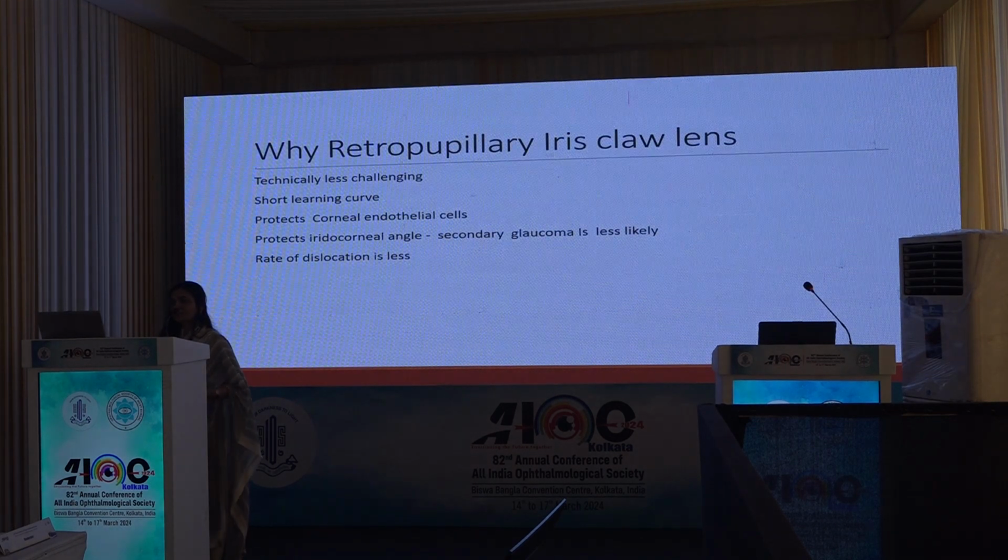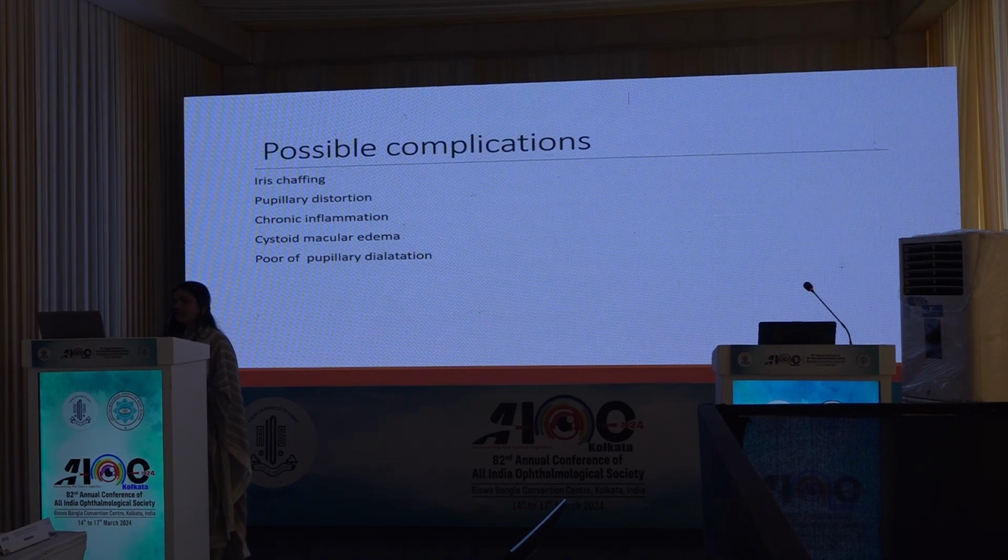Why should we choose retropupillary iris claw lenses? Because technically they are much less challenging. There is a short learning curve. It protects corneal endothelial cells, protects the iridocorneal angle, secondary glaucoma is very less likely, and the rate of dislocation is less. Now, what are the possible complications with the retropupillary iris claw lenses? There are iris chafing and chronic inflammation. Pupillary distortions, cystoid macular edema, and poor dilatation of the pupil can occur after implantation.